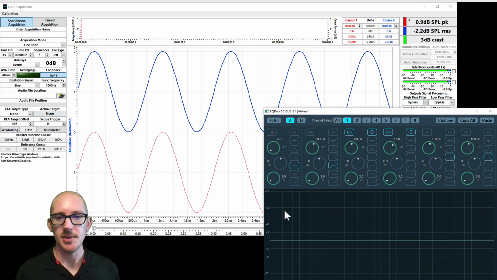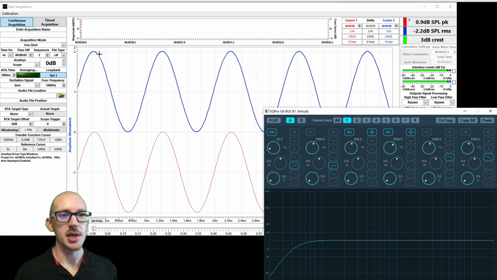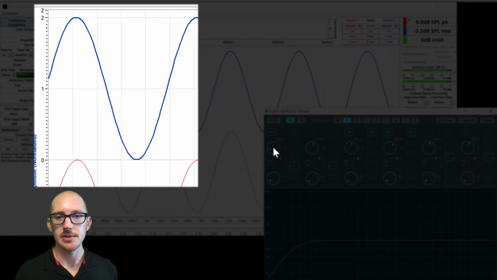So I'm going to do the same thing. I'll turn this on, and I'll slowly bring up this high pass filter. So watch this peak here and see what happens.